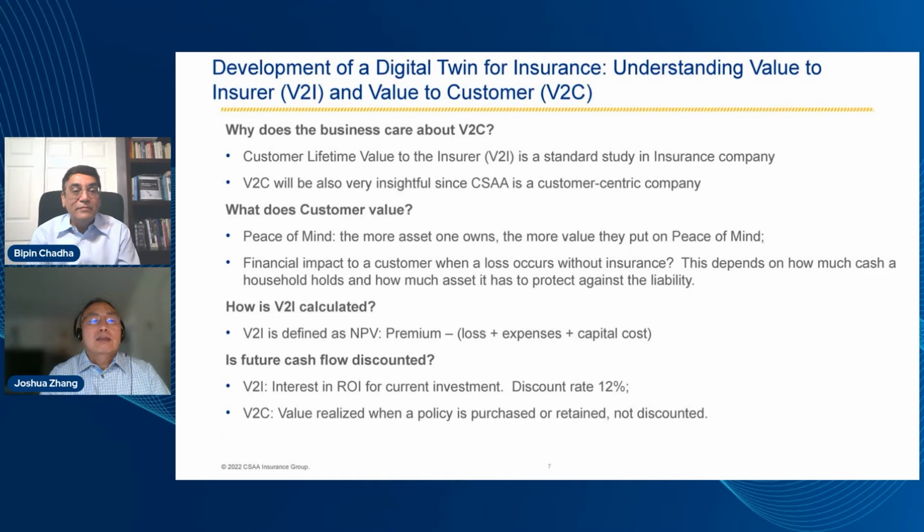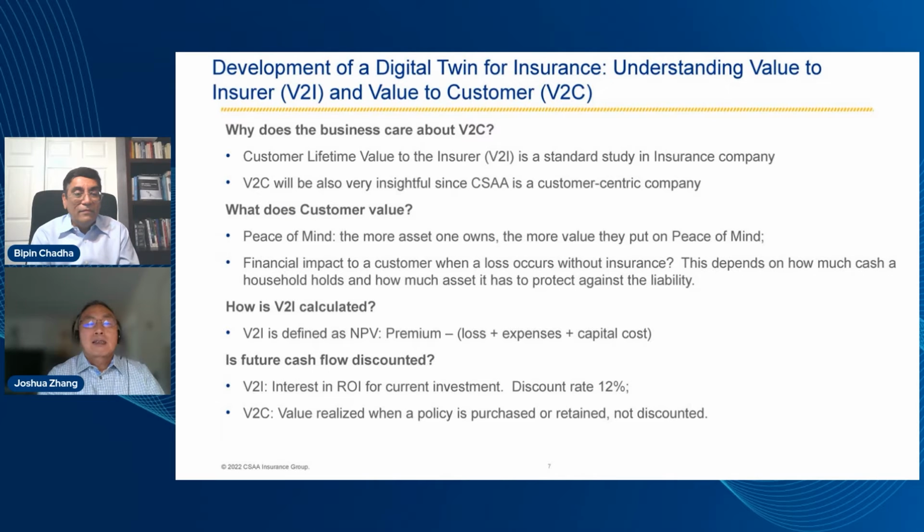So now I would like to talk about what we have done in building a digital twin system for insurance. As a start, we need to understand the values to both insurer and to customers. So from now on, I will refer to value to insurer as V2I and the value to customer as V2C. So why would insurance companies care about V2C? CSAA is a customer-centric company. So we need to go beyond V2I, which is of interest for most insurers. What does the customer value?